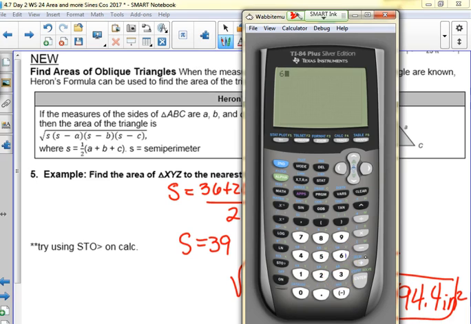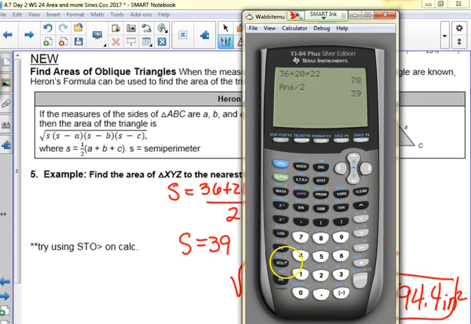Tell me the sides again. 36. Oh, we're already messed up. 36 plus 20 plus 22, enter, divided by 2. So now I have 39 on my screen. You could just type 39 if you wanted.